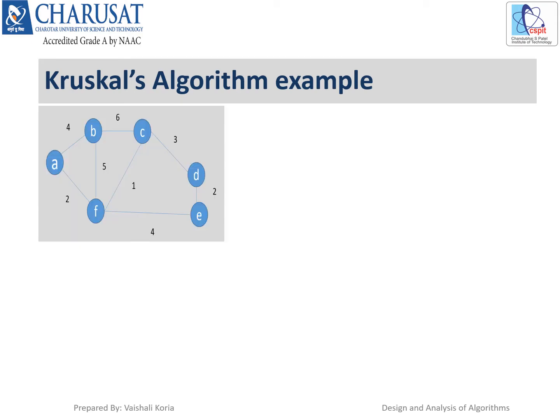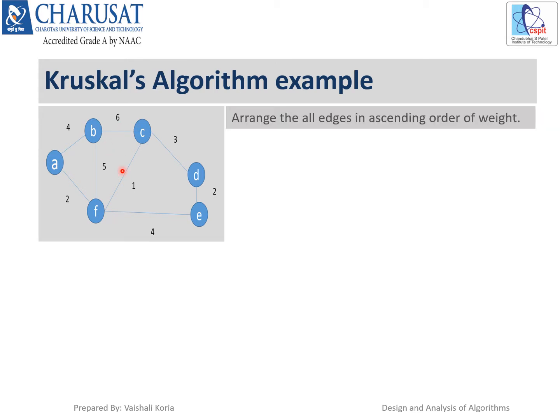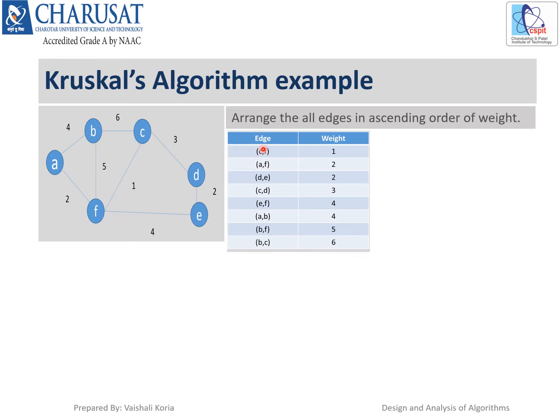Now let's take one example. Suppose we have been given here this graph with this A, B, C, D, E, F vertices and edges are given with some weight. Now how the Kruskal algorithm works. So the first step is we have to arrange all the edges in the ascending order of its weight. So here is the table where we have written all the edges in ascending order.